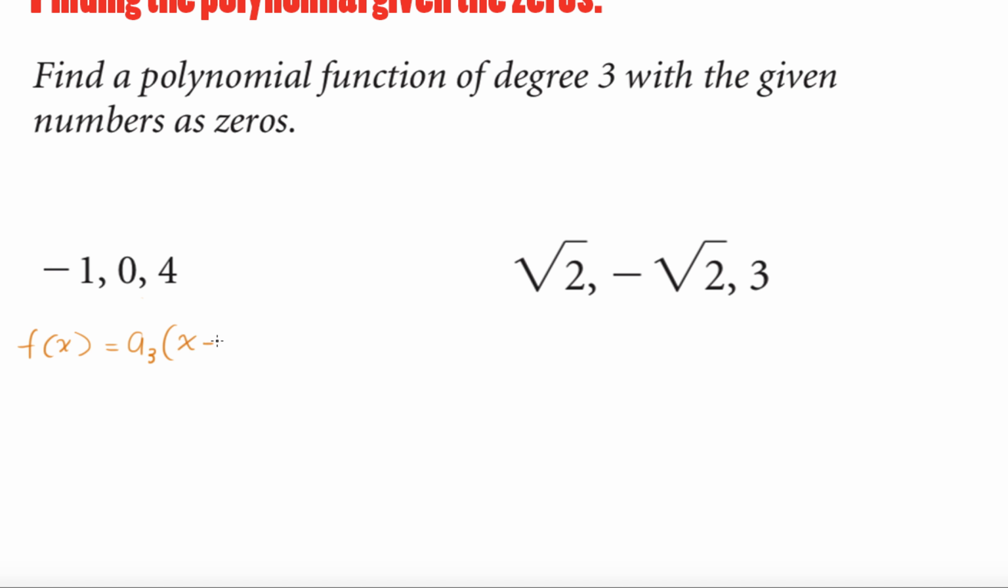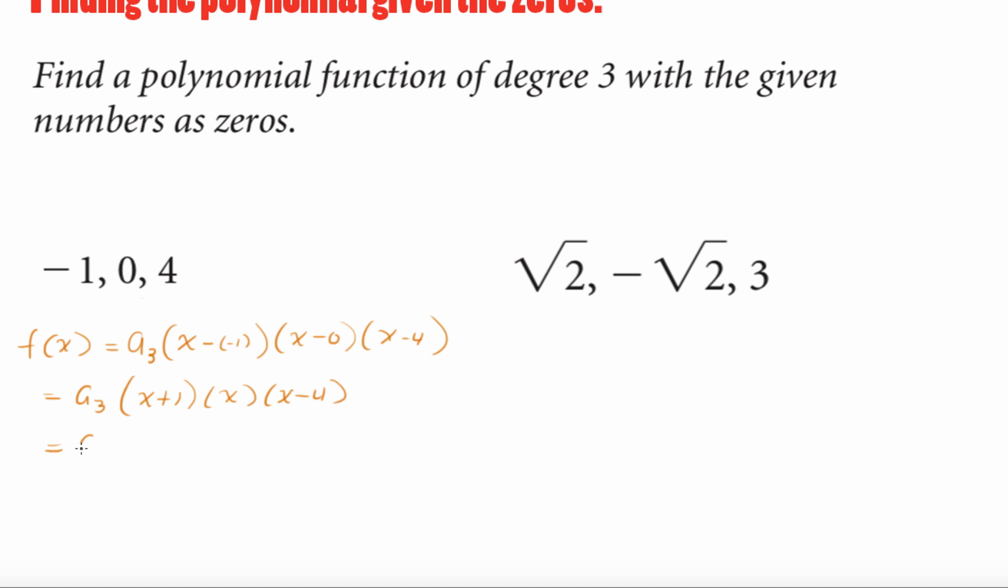Then you're going to write each 0 as a linear factor. So x minus -1, x minus 0, and x minus 4. Okay? Then we simplify these linear factors. Negative times negative is positive, so x plus 1. X minus 0 is just x, and then x minus 4.